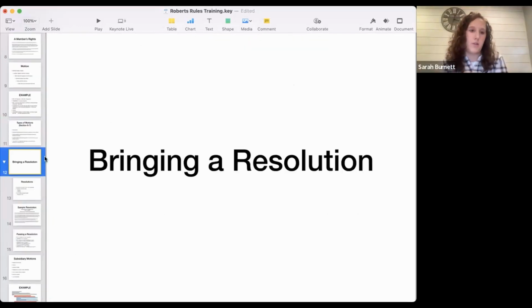This is bringing a resolution. So a resolution is a main motion. I already showed how to bring a main motion.